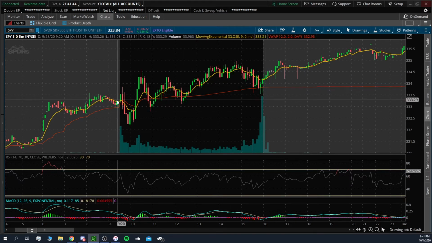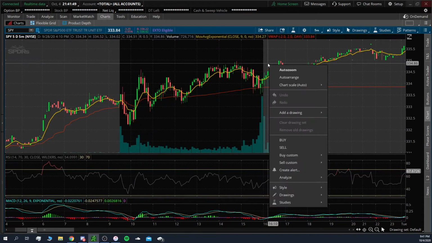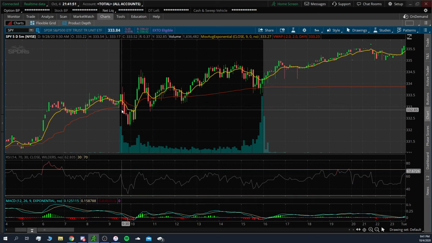If you draw a straight line, you can draw it from this section all the way up to this section. So you can just draw a straight line right through the VWAP right over here. It's an uptrend on the entire day. So we don't want to look for a short.